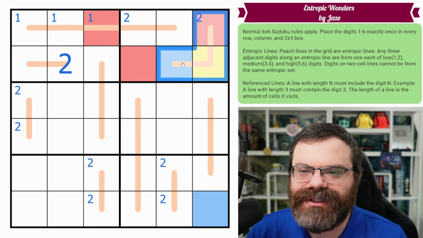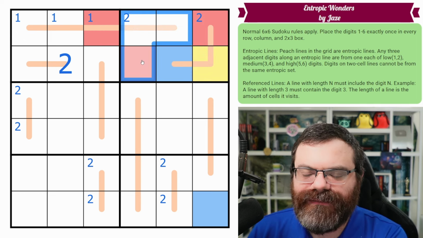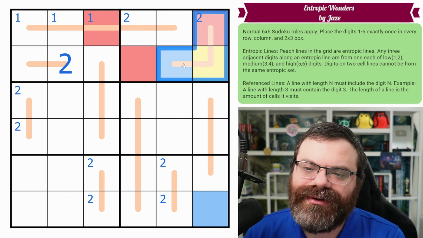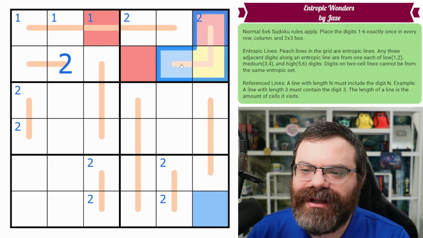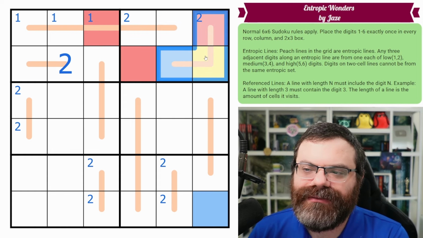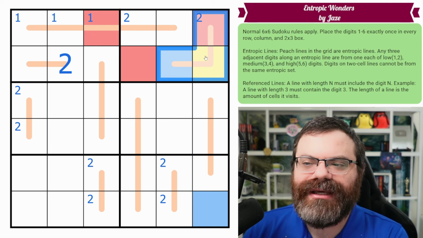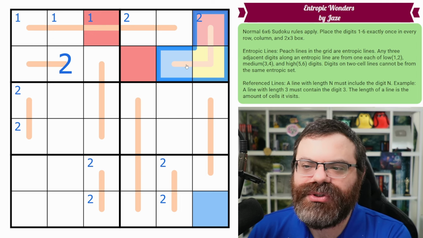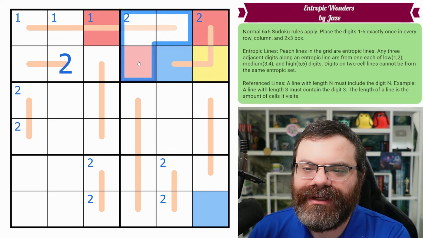So if there's a 3 on here, there's not a 4 on here. So I guess I could say there's a 4 over here. Yeah, that's important. If there's a 3 on this 3-length reference line, which is also an entropic line, then there's not a 4 on it, because we can't put two mediums and there's already a 3. That means there's a 4 somewhere in here.